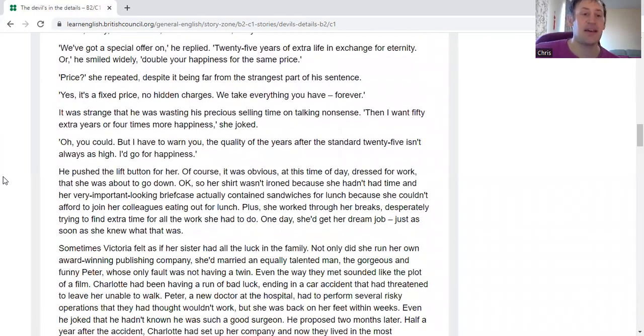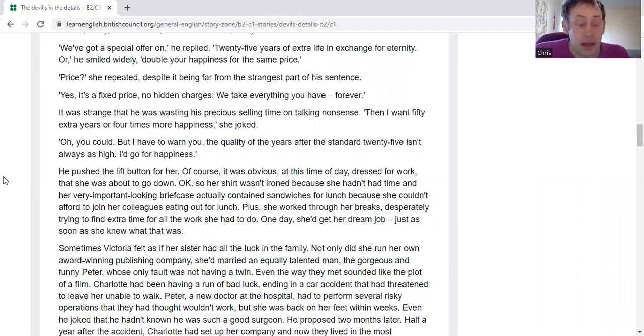Price, she repeated, despite it being far from the strangest part of his sentence. "Yes, it's a fixed price, no hidden charges. We take everything you have forever." It was strange that he was wasting his precious selling time on talking nonsense. "Then I want 50 extra years or 4 times more happiness," she joked. "Oh, you could. But I have to warn you, the quality of the years after the standard 25 isn't always as high. I'd go for happiness."